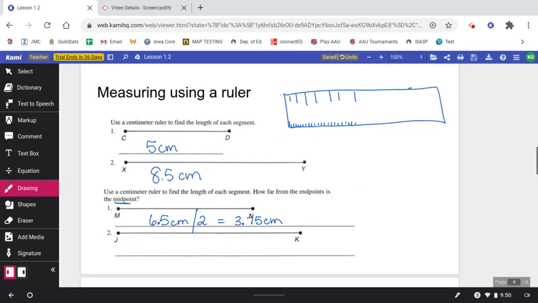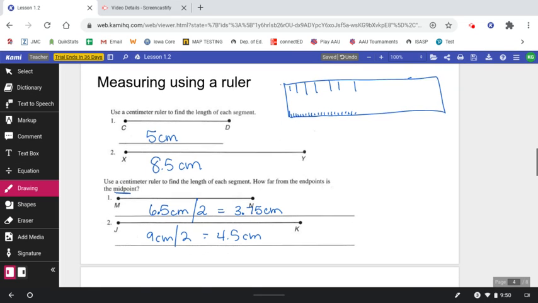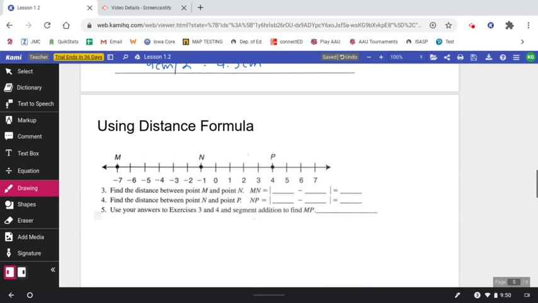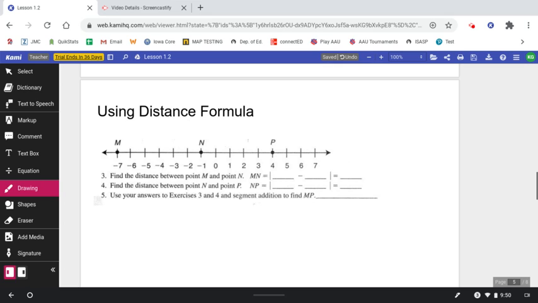Same thing for JK. I measure it to be about 8.5 centimeters. It's just kind of closer to 9. So I'm going to divide that by 2, and I get 4.5 centimeters. Okay, now we're done with the ruler, which is great because it doesn't really work very well on here. But now we're just going to be using numbers using the distance formula.